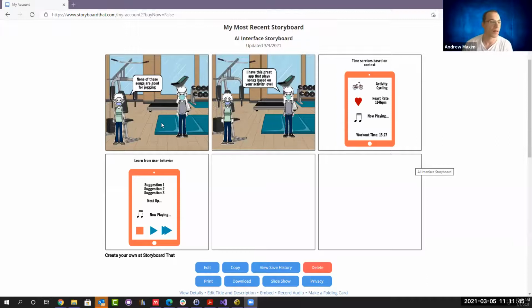So I will be sharing for my group. All right, so in our scenario, there's people at the gym. One of the guys says, none of these songs are good for jogging. So a friend points out, hey, I have this great app, it plays songs based on your activity level. So the concept is that it tunes your music based on your context. If you're cycling and your heart rate's at such and such a rate, it might play one song. If you're doing HIIT training, it might decide to play Rage Over the Lost Penny, because that's got some nice tempo: speed up, slow down, speed up, slow down.